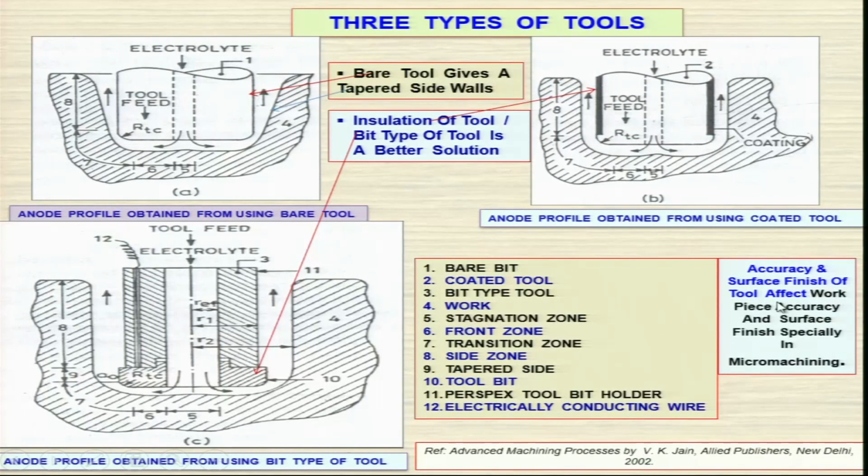Accuracy and surface finish of the tool affect workpiece accuracy and surface finish, especially in the micromachining zone. Now, most of those parts I have told you. This is the transition zone, this is the front zone... I am sorry, this is the stagnation zone, this is the transition zone, and this is the side zone over there.